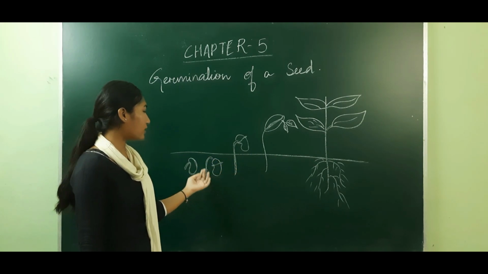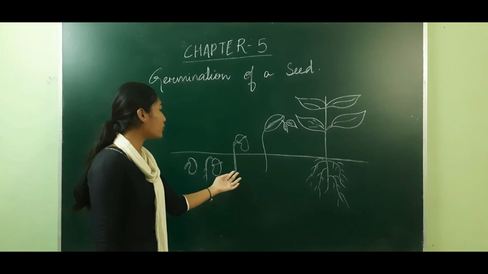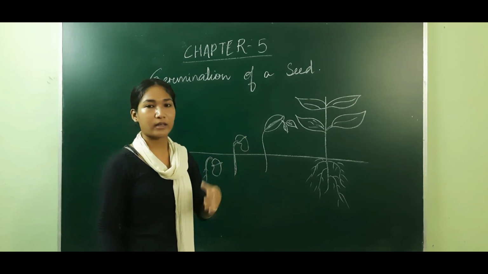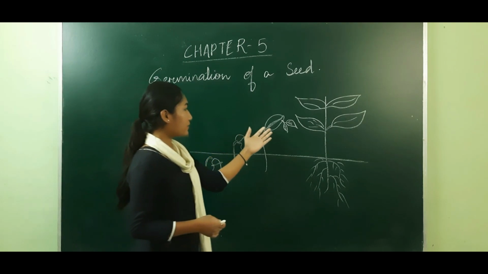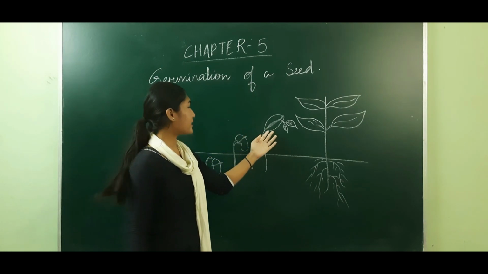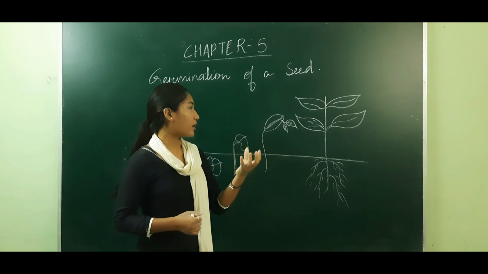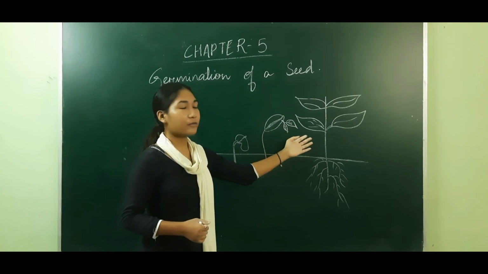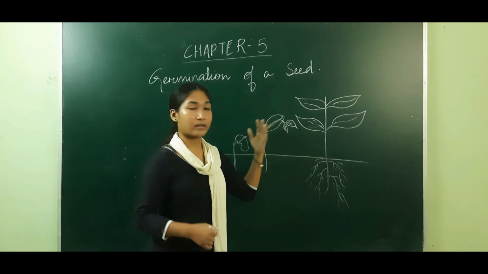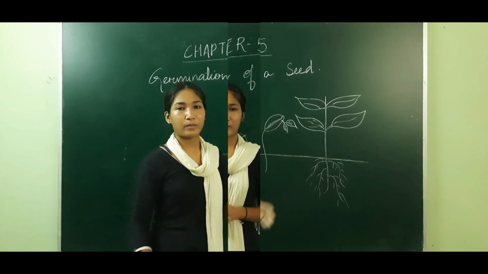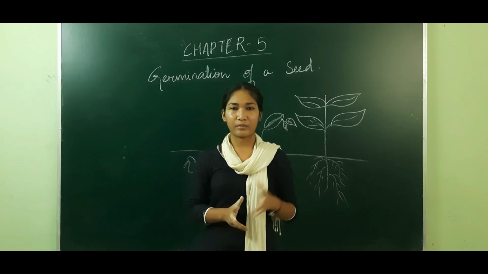Okay, so gradually after a few days, the root will grow and the seedling will come out of the ground. Slowly it will grow into new leaves. Okay, it will form new leaves, and after a few days you can notice that the seed has grown into a new plant.